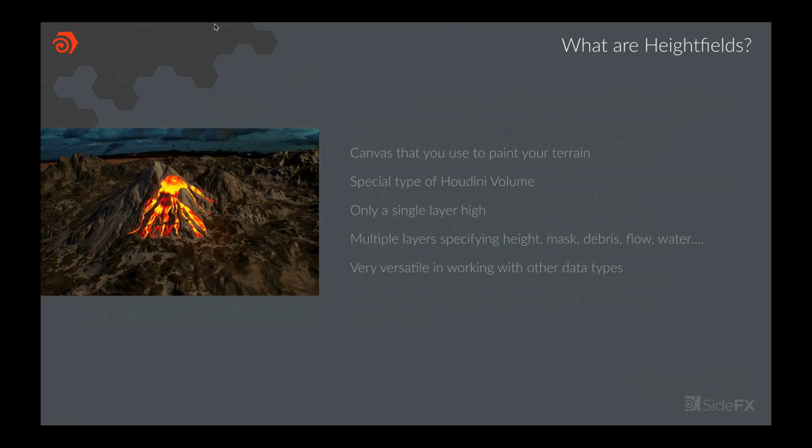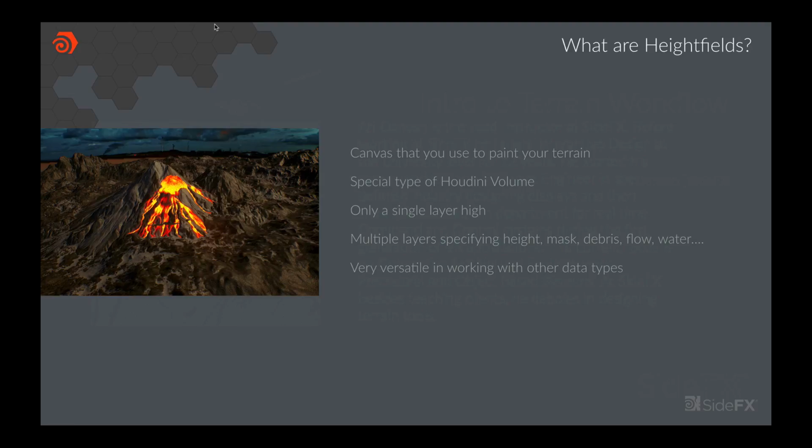So let's start talking about height fields, which is really Houdini's terrain answer. So what is a height field? A height field you can think of as a canvas which you paint your terrain on. It's a special type of Houdini volume. Remember, in Houdini, we have two types of volumes: VDBs, which are sparse volumes, and regular dense volumes, which we call the Houdini volume. So a height field is a dense volume that's only a single layer high. And it has multiple layers that can specify things like height, mass, debris, water, and so forth.